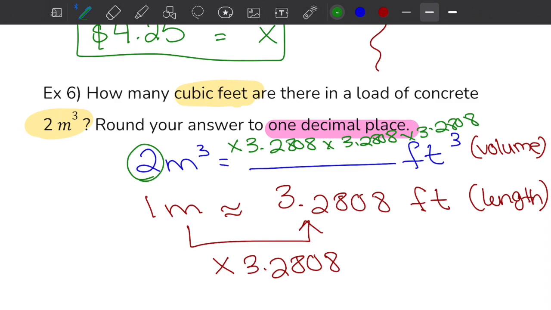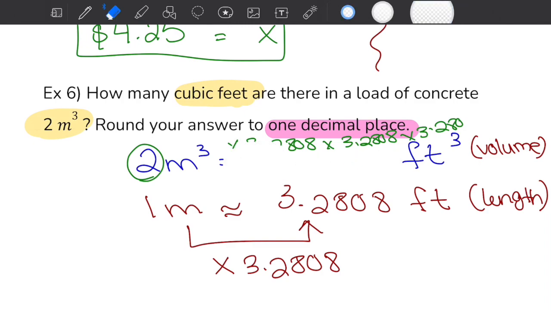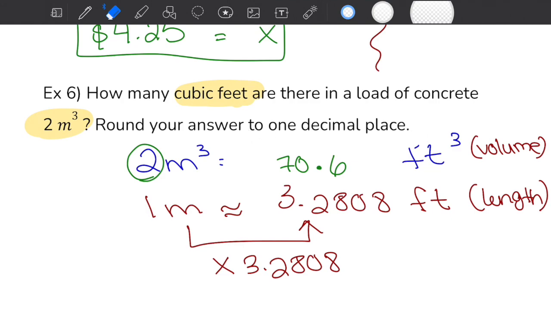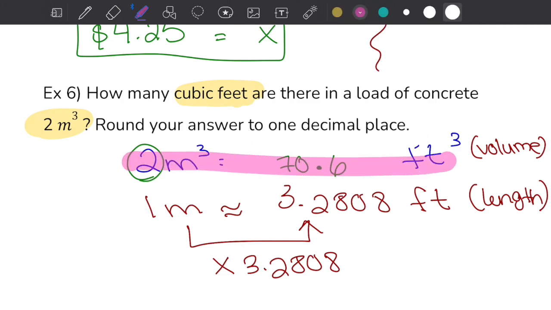And that gives us 70. Hang on a second, please. There we go. That gives us 70.6 when we round it to 1 decimal place, and I'm going to highlight that. So 2 cubic meters is approximately 70.6 cubic feet.